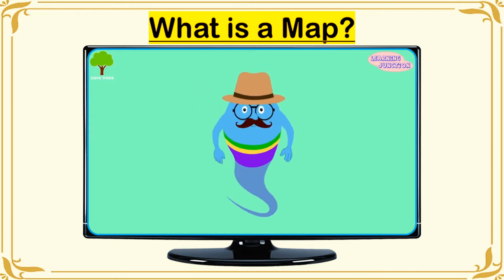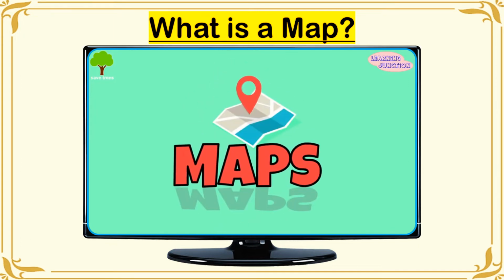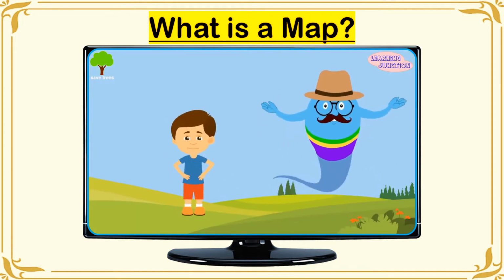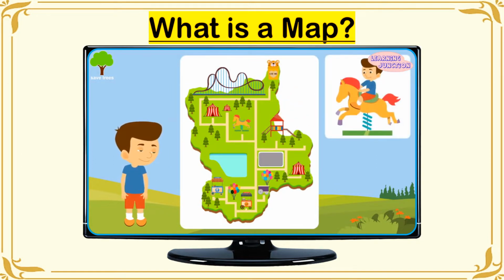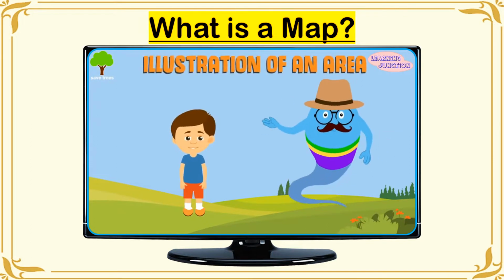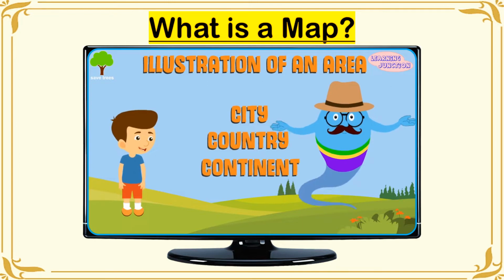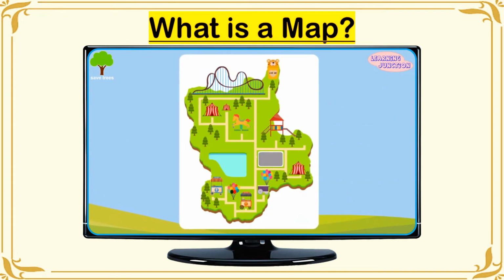Hello, friends. Today we'll learn about maps. Haha, you're doing your morning workout here in the park. See this park map? It tells you where you've been, where you are, and where you're going. A map is an illustration of an area such as a city, a country, or a continent showing its main features. It's a drawing that gives special clues about an area.